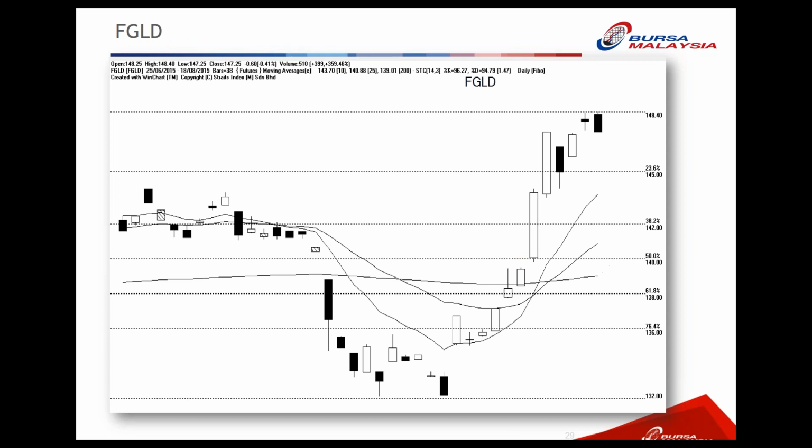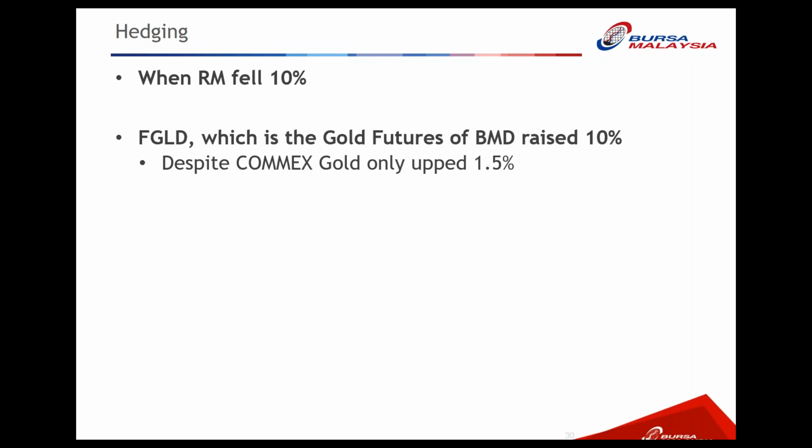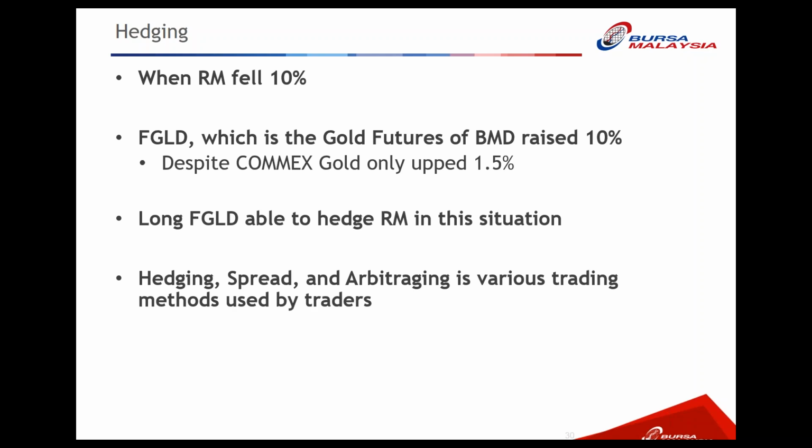time. But if you look closely at the gold futures traded in Bursa Malaysia, they actually appreciated 10% as well. That means if the ringgit fell 10%, the FGLD, which is the gold futures, actually rose 10%, even though COMEX gold was only up by 1.5%. So if you buy a long FGLD contract, you can actually hedge your ringgit. Hedging, spread trading and arbitraging are all trading methods used by traders.